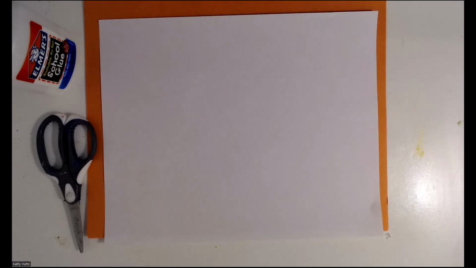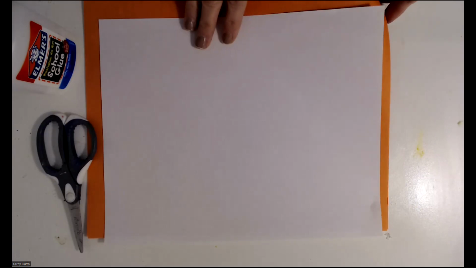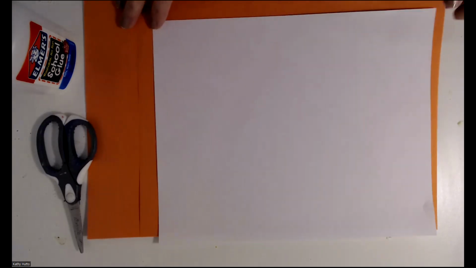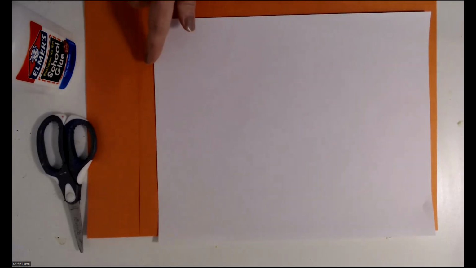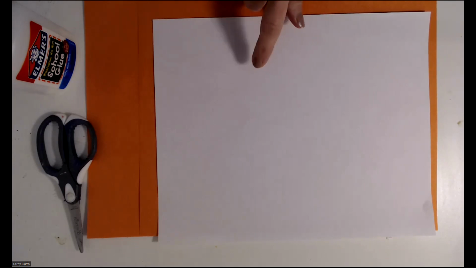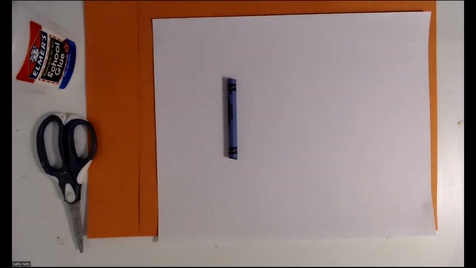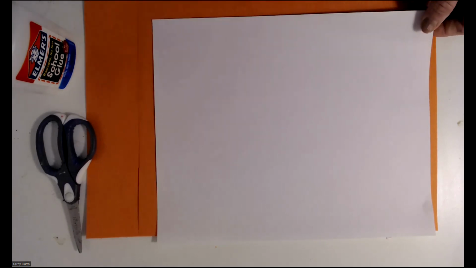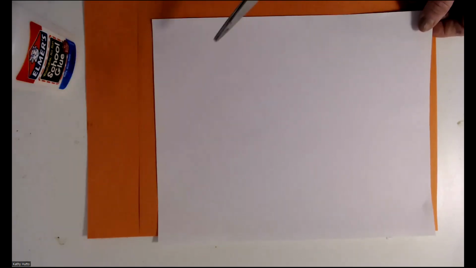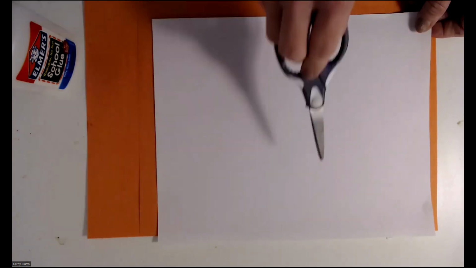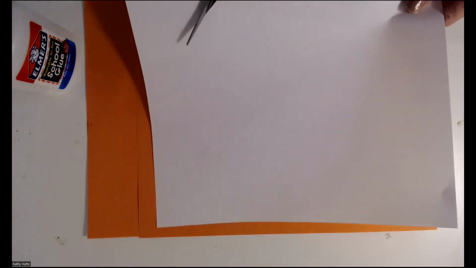For art today, we're going to make blueberry pie. So I have 2 pieces of orange or brown paper and I have a piece of white paper. I have my glue and also my scissors and a blue or purple crayon. Okay, so the first thing that I'm going to do is I'm going to cut a circle from this white paper.